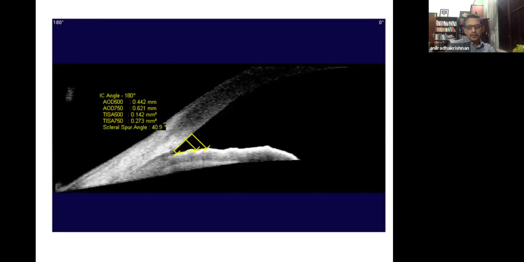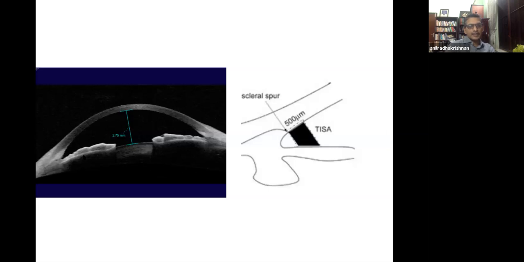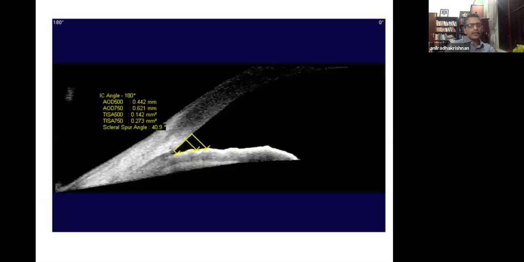So most of the time you'll be able to identify the scleral spur like this. About 80-85% of the time you'll be able to identify, but not in all cases. So this is the scleral spur. Sclera is coming, it's like a spur over here. So you have to keep the tool exactly over here, then only it can measure it. The scleral spur angle is showing as 40.9, which is perfectly fine.